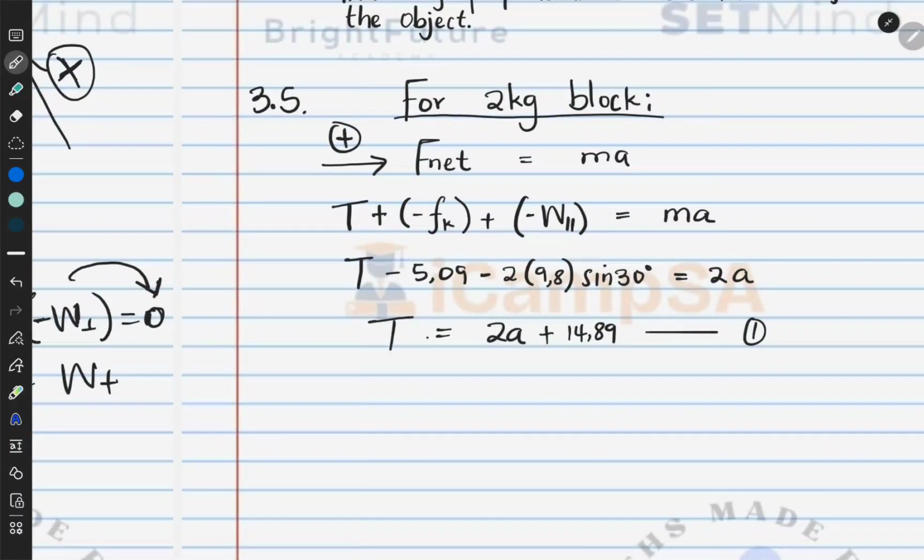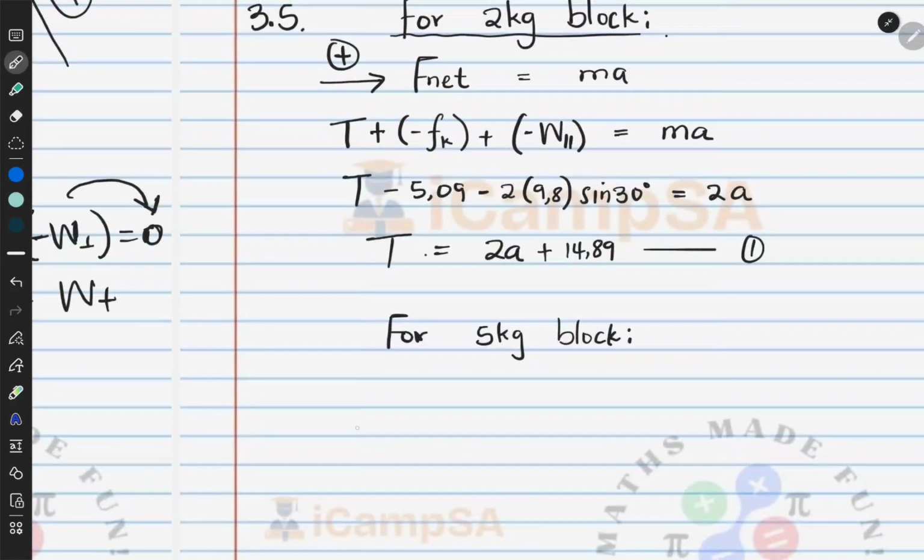If you have three unknowns, it means you need to have three equations to solve, and so on and so forth. So now we can say for the 5 kilogram block, here we do the same thing.